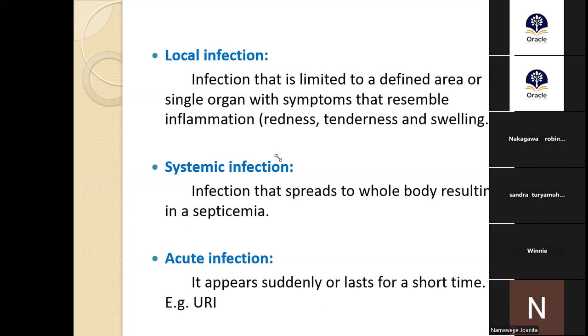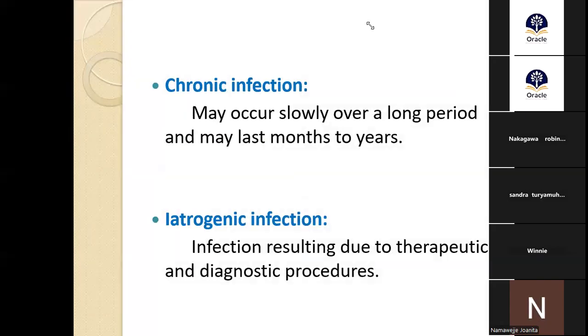Then a systemic infection spreads to the whole body, resulting in septicemia. The spread can either be direct, or hematogenous through blood, or through the lymphatic system. The infection can also be acute or chronic. An acute infection appears suddenly or lasts for a short time, for example an upper respiratory tract infection. You get a flu or flu-like illness that lasts a few days, and then you get okay. Or it can be chronic.